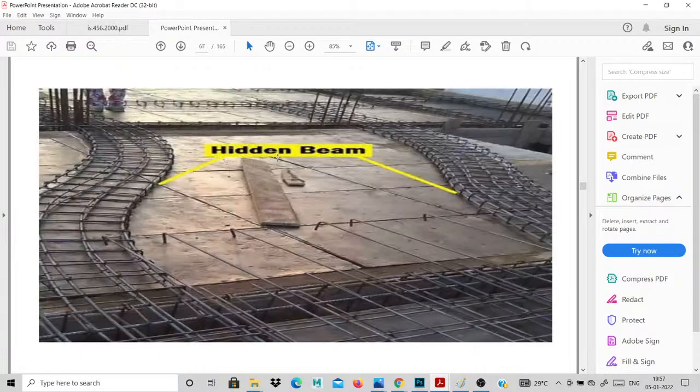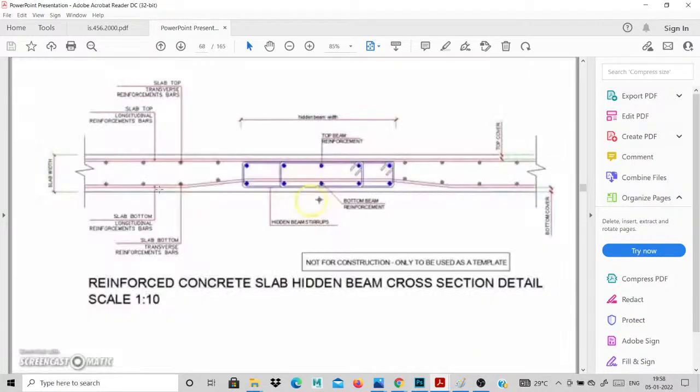These are the hidden beams. Hidden beams are provided in the slab portion where the slab covers a long area. The hidden beams resist some loads, and they reduce the slab thickness and deflection also.